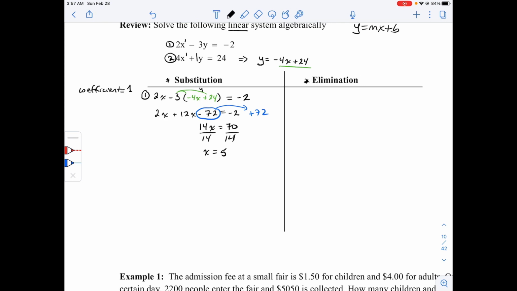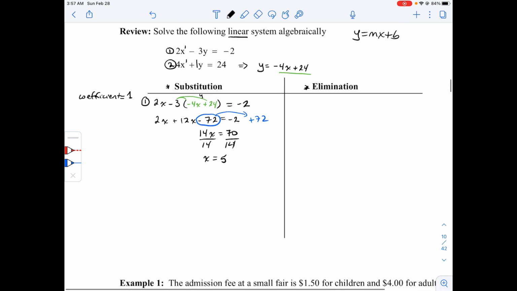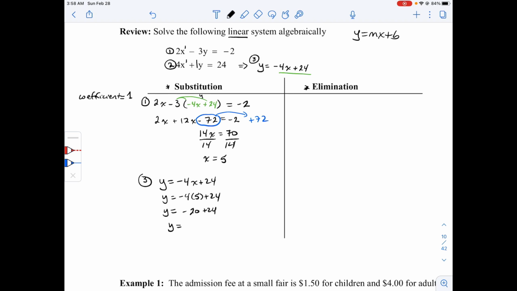But of course, in any of these systems, we want to solve for both x and y. We're looking for the point of intersection. So of course, we go back to this third equation that we've created, equation number 3, and we know that y is equal to negative 4x plus 24. So y is negative 4 times 5 plus 24. And y is equal to 4. So our solution is 5, 4. Okay, so that's the method of substitution.